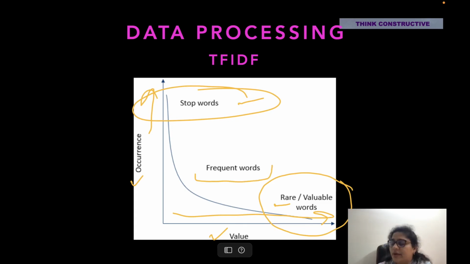And then the frequent words will have an average value, and their occurrence will be somewhere in the middle. Those are called frequent words. All right, let us move from here.